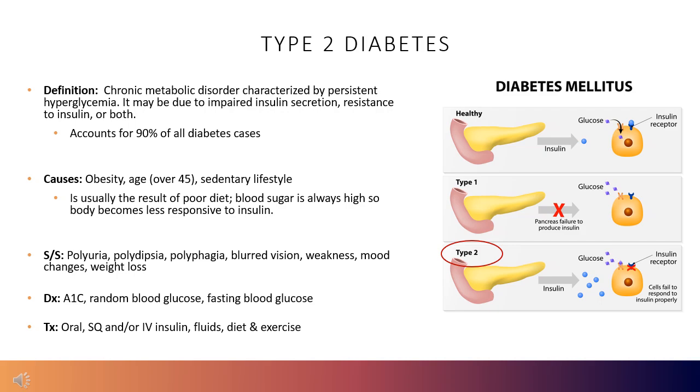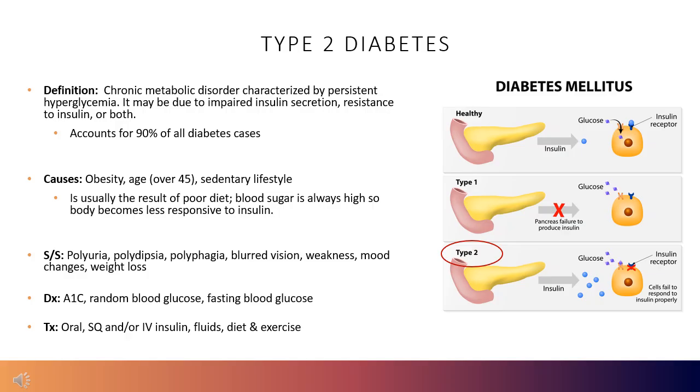Our treatment is going to be on improving insulin sensitivity. So I want my cells to be more responsive to the insulin it comes across, and I want my pancreas to be able to make the insulin it needs to. So for this, we could do oral medications, injectable. Really important to keep these patients hydrated, and then diet and exercise.